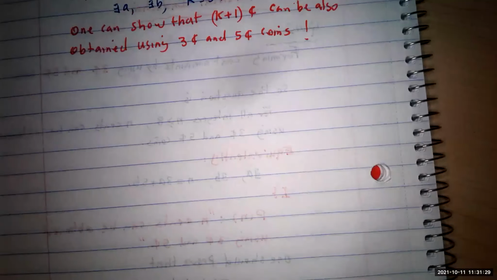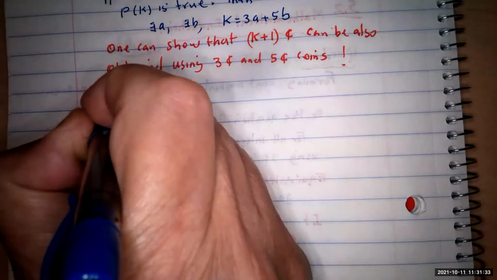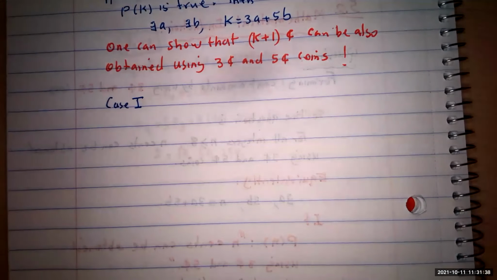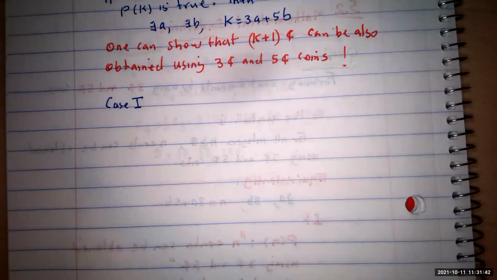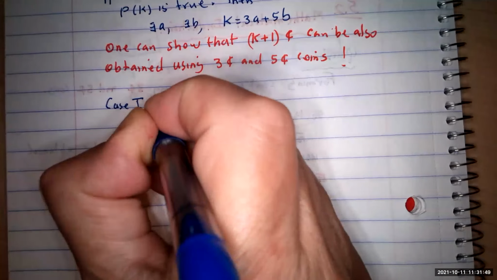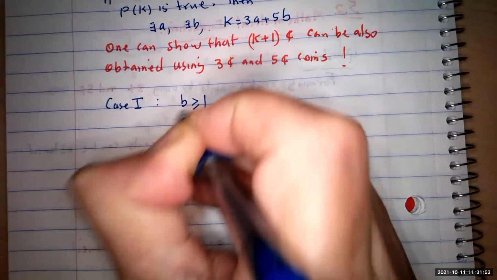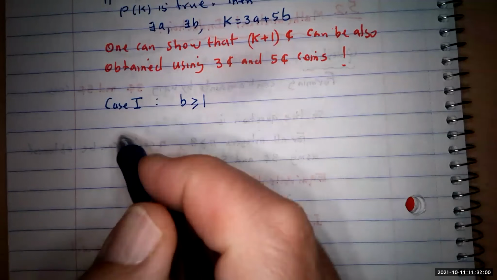The red one is the one that you want to prove. So we are going to consider case 1. You want to prove that there is another a1 and b1 such that k plus 1 is equal to 3a1 plus 5b1. So case 1: you suppose that b is greater than or equal to 1. This means you have at least one 5.